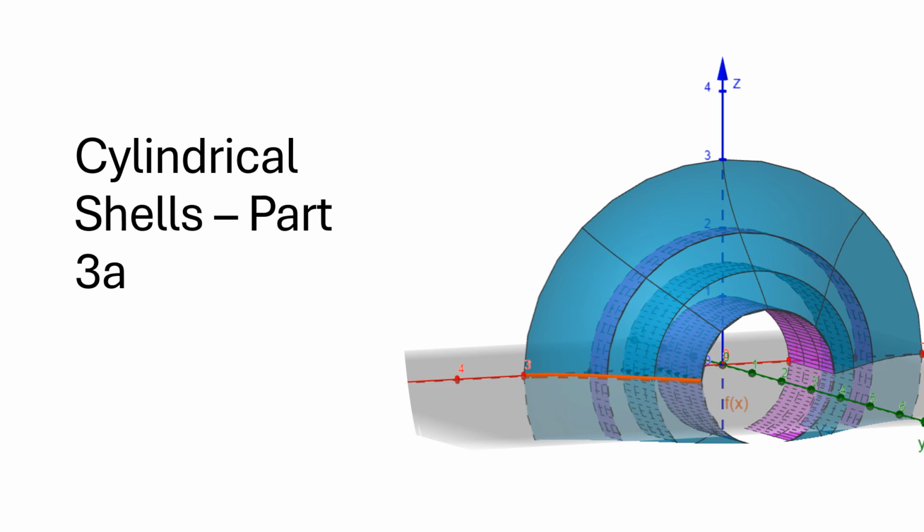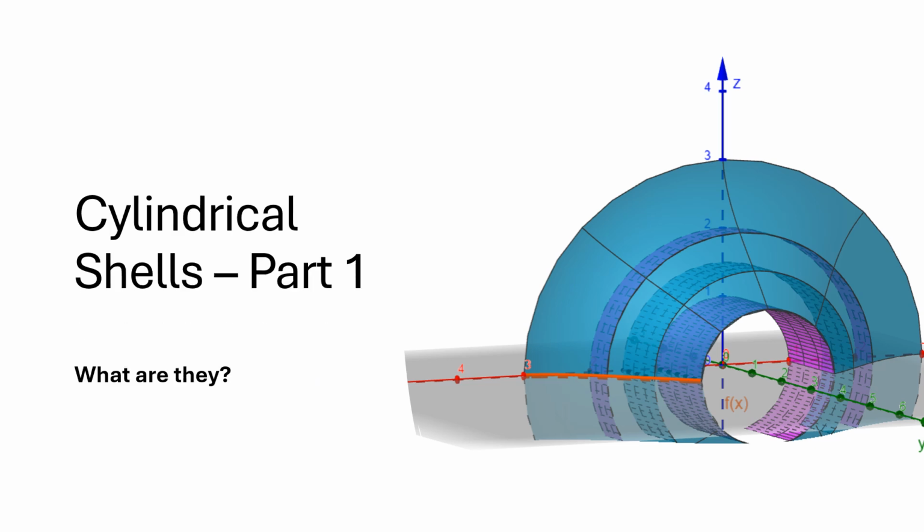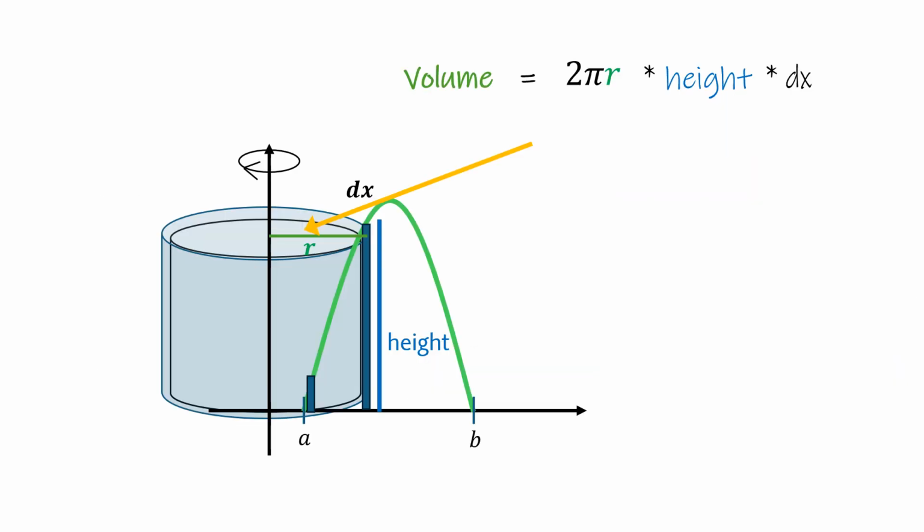So this is part 3A of the shells method series. We will find the height and radius of the rectangular slab that we talked about in part 2, but specifically when rotating around the y-axis. So I'm going to assume that you've already watched part 1 and part 2 of the series, and so we'll pick up from there.